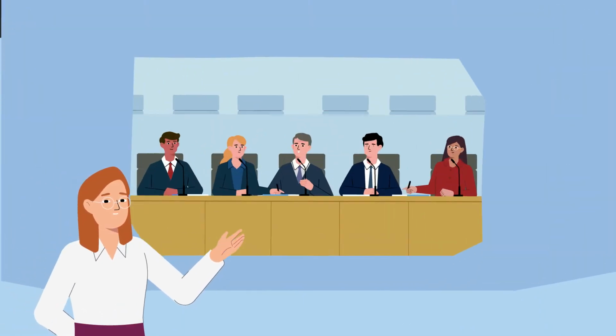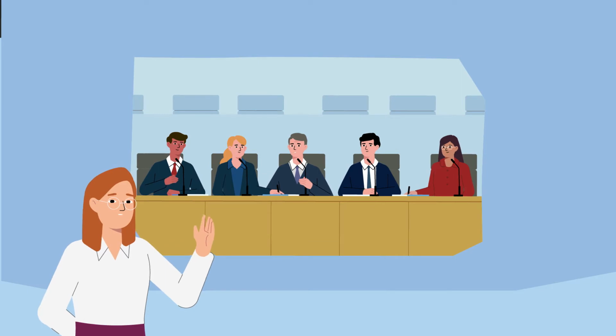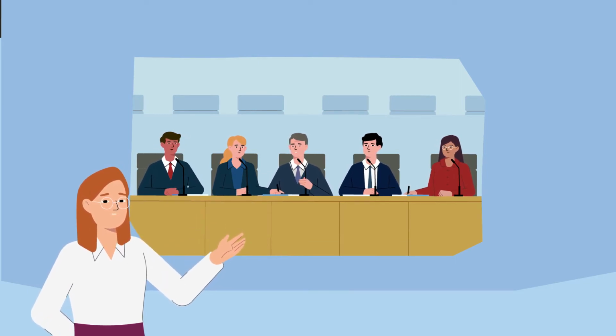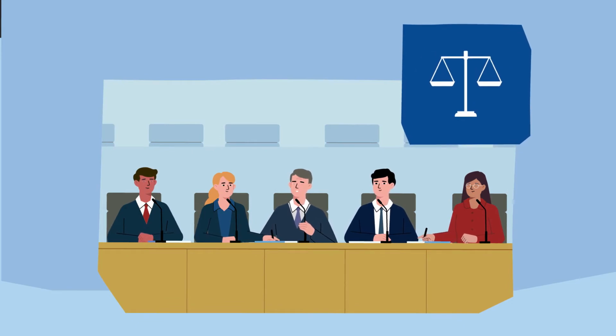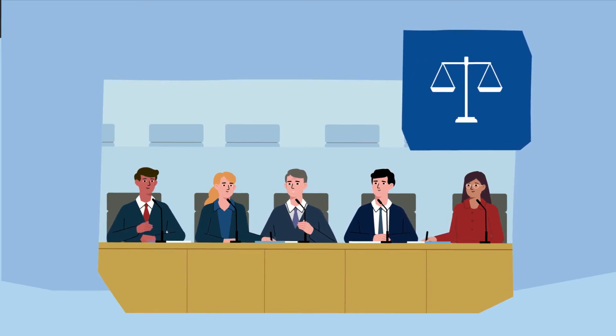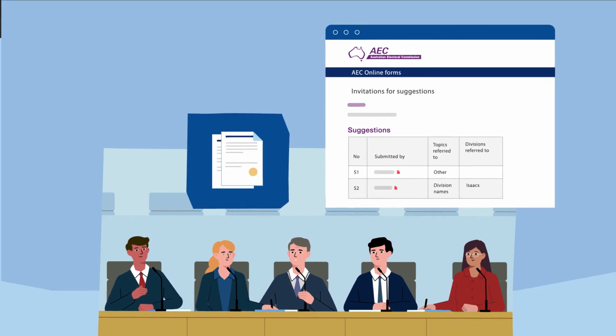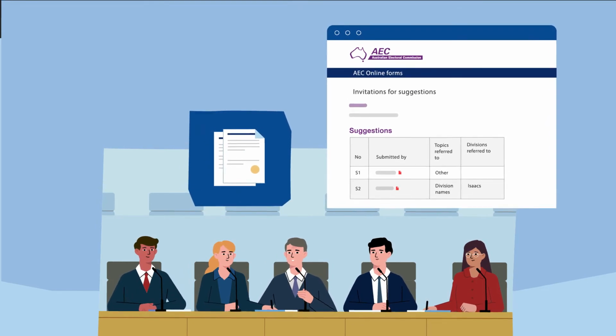In Australia, the redistribution process is undertaken independently of the government, parliament, and political parties. This ensures that the process is, and is seen to be, transparent and fair. At all stages in a redistribution, public feedback and consultation is sought and welcomed.